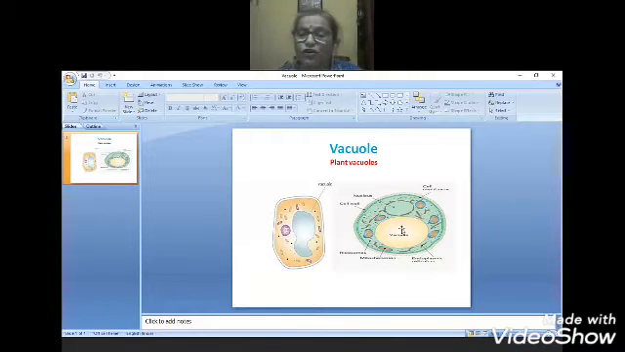Is it clear? So what is the difference between the vacuole of the plant cell and the animal cell? Plant cells have vacuoles which are of larger size, and animal cells mostly have vacuoles which are of smaller size. I hope you all must have understood this topic.